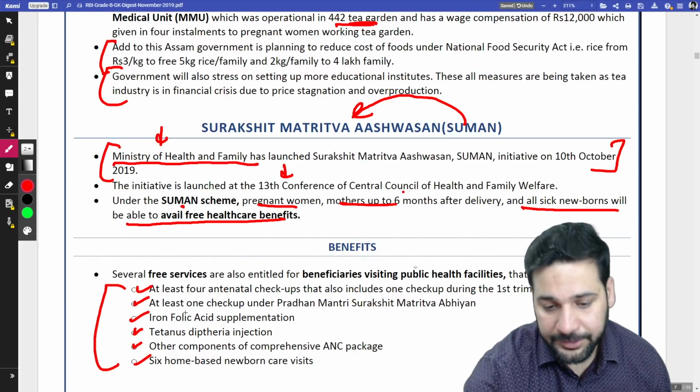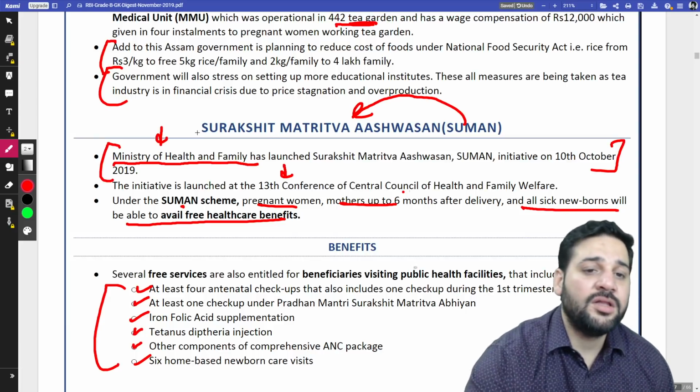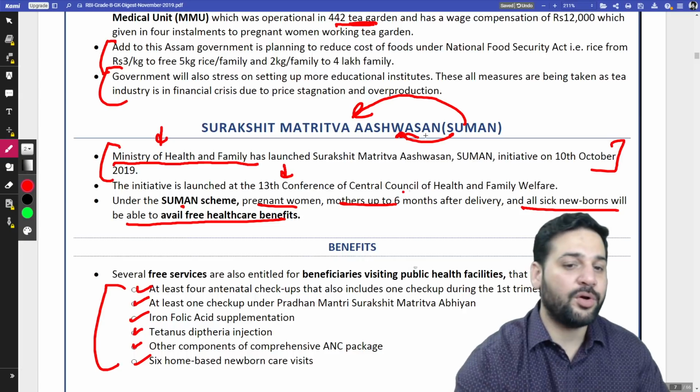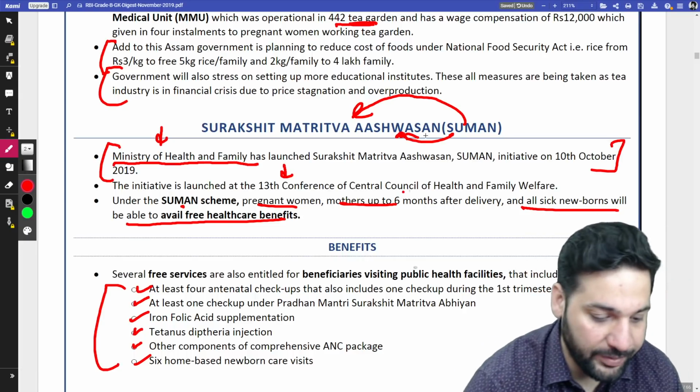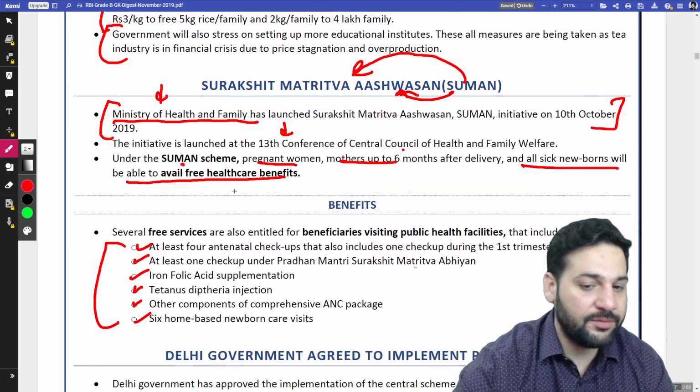So what is important in this whole lecture, I would say? The full form of Suman is important. Launched by which ministry? That is important, I would say, right? So this is something important. Okay, so this is important, I would say.